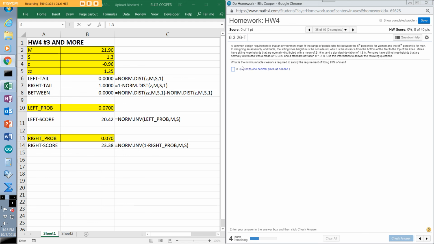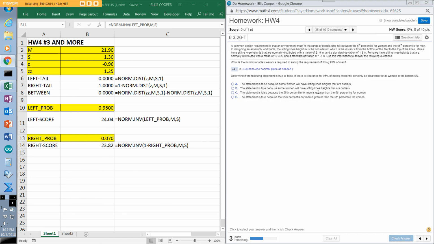But it says here, what is the minimum table clearance required to satisfy the requirement of fitting 95% of men? Okay, so the left tail probability is 0.95. So we put that in there, and we get a left score of 24.04, and they want it to one decimal place. Let's call it 24.0. And that worked out.